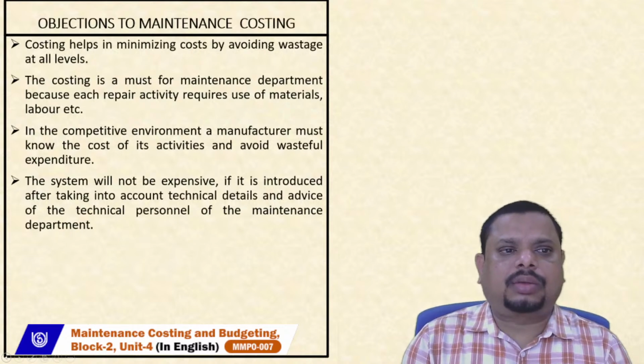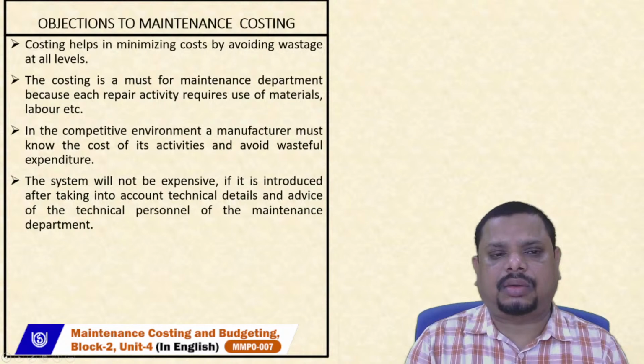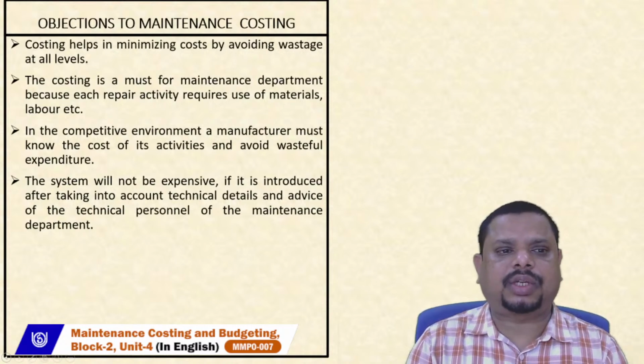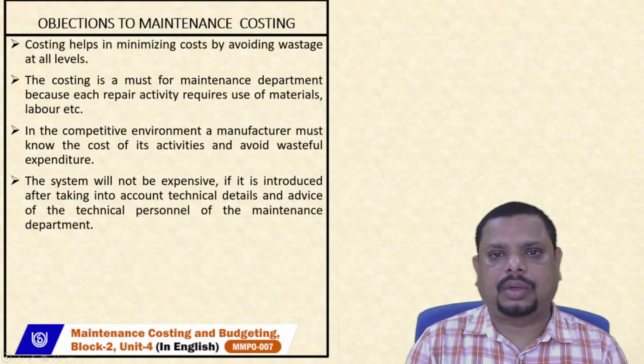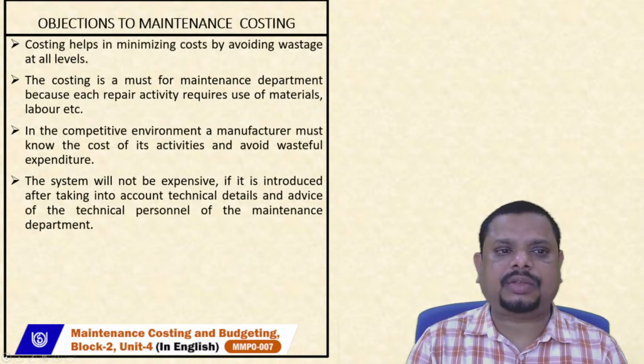Moving to the next one, the objectives of maintenance costing. The first one is that costing helps in minimizing the cost by avoiding wastage at all levels. So being a good organization, you have to identify the various sources which generate a large amount of wastage so that your maintenance cost will be minimized.